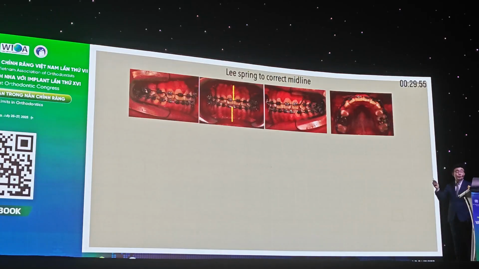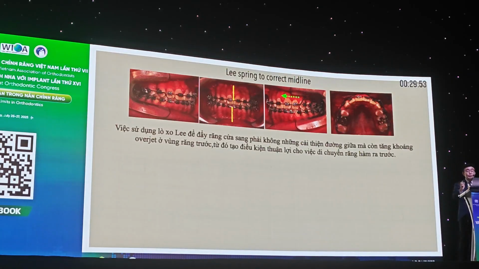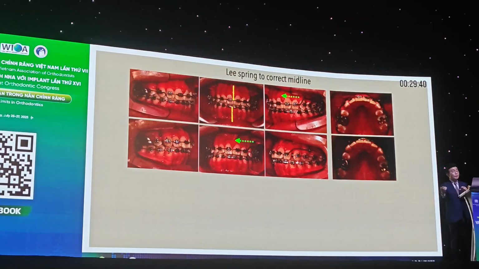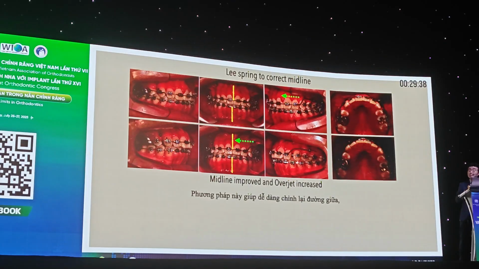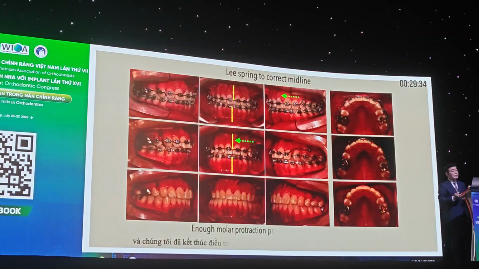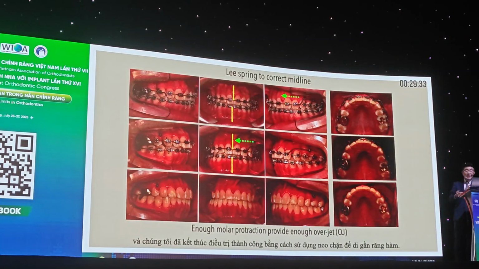Utilizing the lead spring to push the incisors to the right not only improves the midline, but also enhances the overjet in the anterior segment, facilitating easier forward movement of the molars. This approach allows for straightforward alignment of the midline, and we successfully completed the treatment while utilizing anchorage to advance the molars medially.